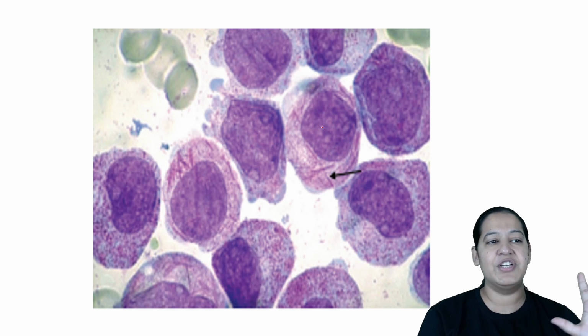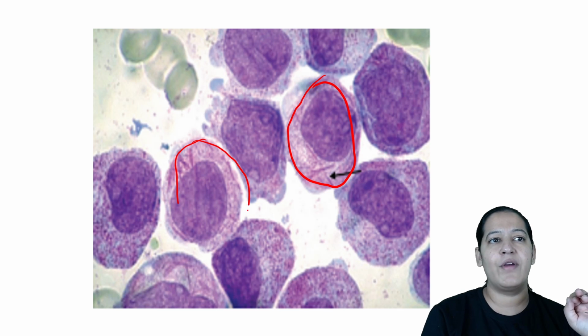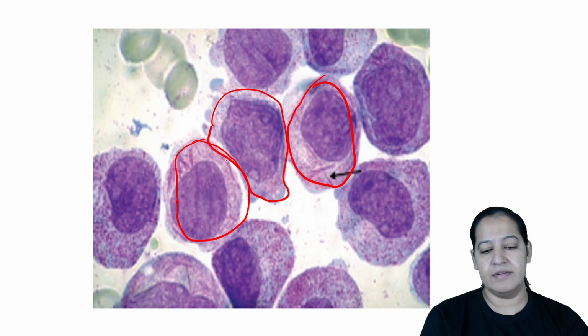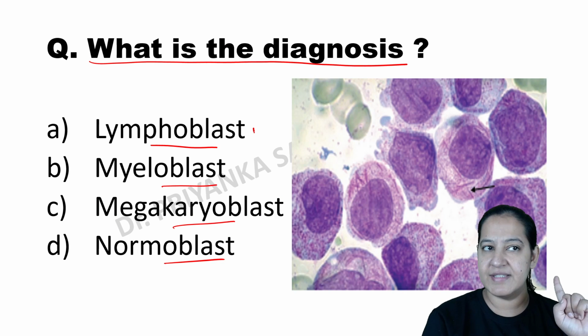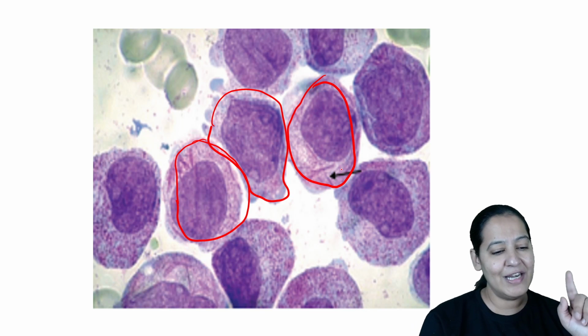Now see the image and the features given. A cell is given. You can see the NC ratio of these cells. All of them are blast cells. Look at the NC ratio. Okay, but there are two options for the blast, whether it is a lymphoblast or a myeloblast. Which blast is it? A clue is given in the question.